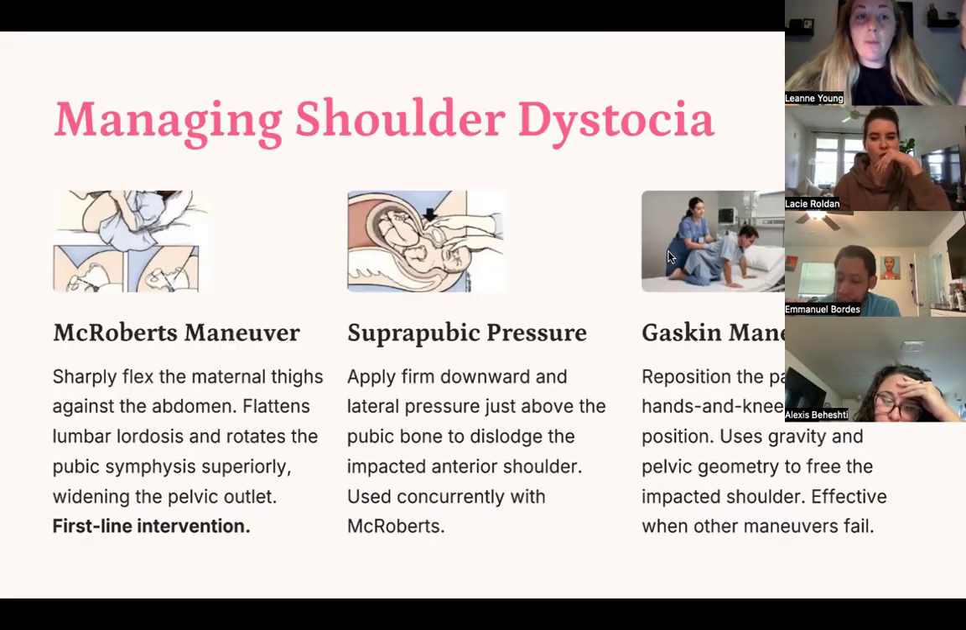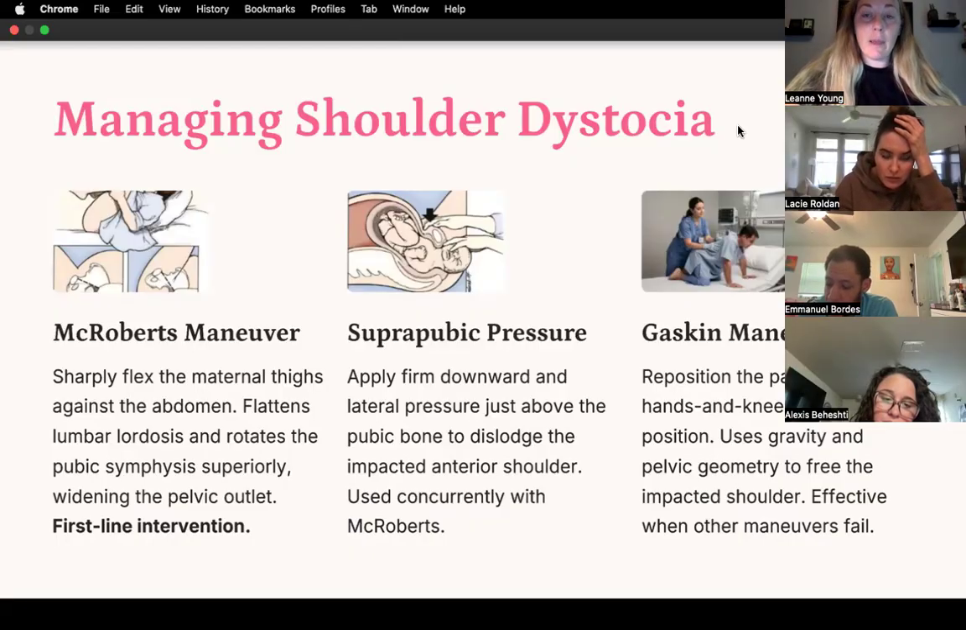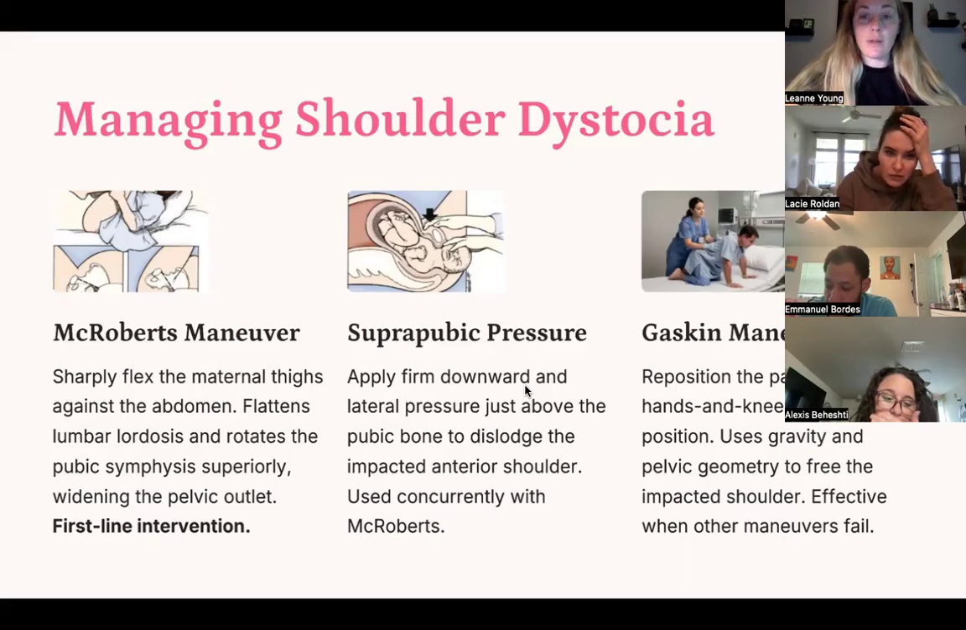So usually we do McRoberts first, with or without suprapubic pressure. And then if those two don't work, then we put them in hands and knees. If we're getting to Gaskin maneuver, you should have somebody in the OR opening for a C-section, right? Because we don't want to allow the shoulder dystocia to go on for a prolonged amount of time because it increases the risk for baby to have some type of respiratory distress.